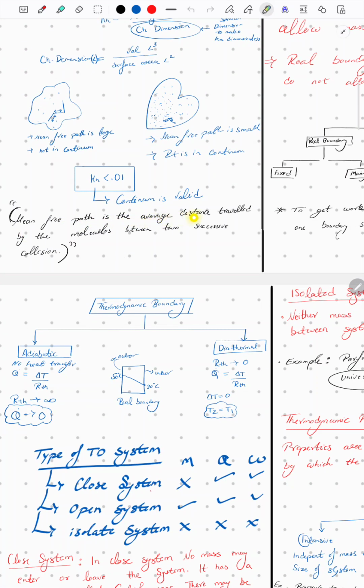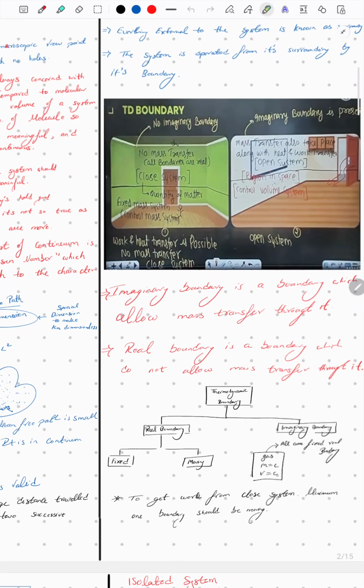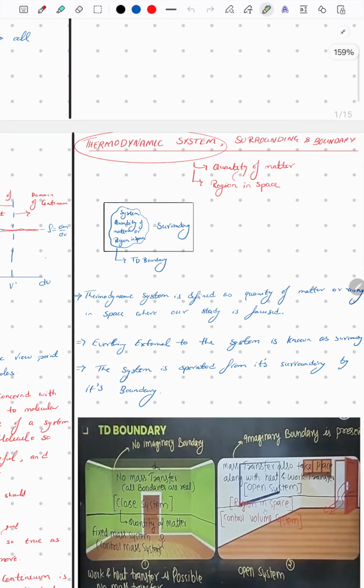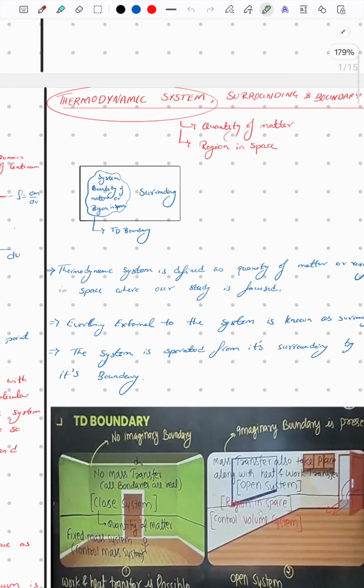Mean free path is the average distance traveled by the molecule between 2 successive collisions. Okay, now thermodynamic system, surrounding and boundaries.